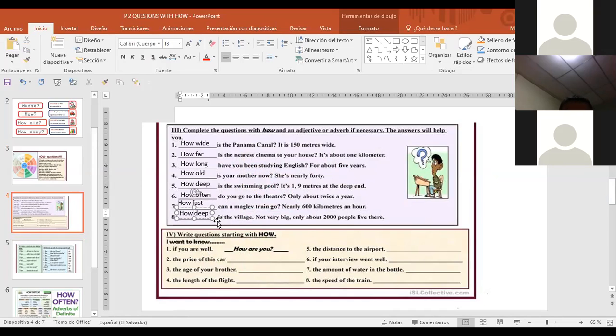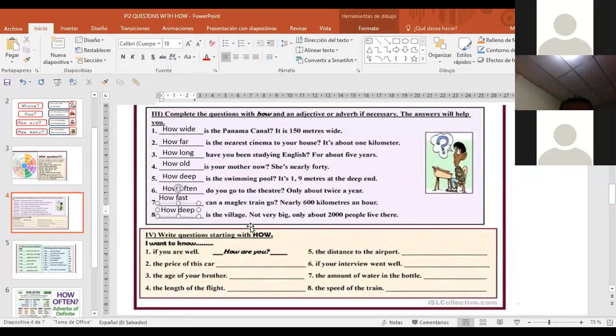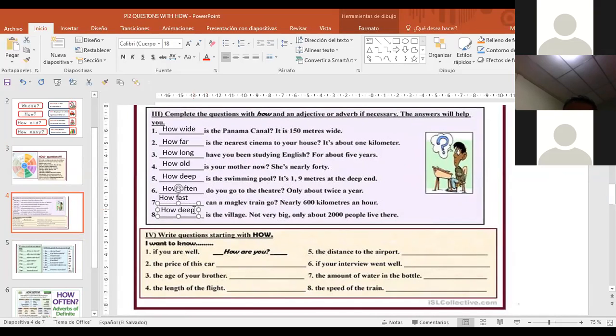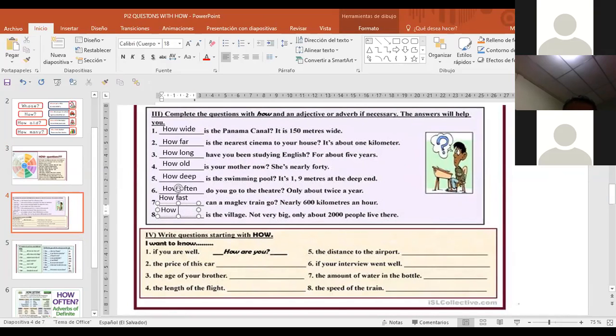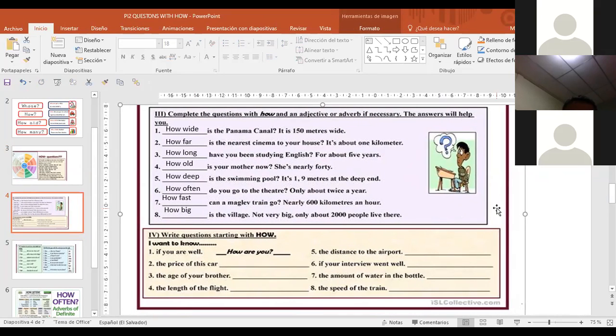And what about number 8? Is the village not very big? Only about 2,000 people living there. How big? Okay. Very good. Congratulations. You did it great.